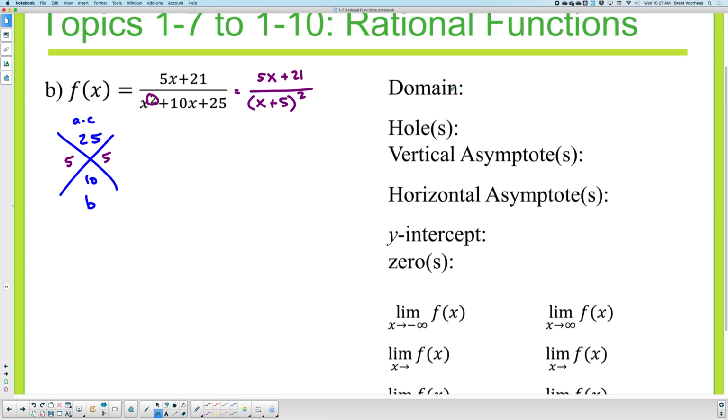Okay, domain. This is anywhere, again, where the denominator would equal 0. So it cannot equal 0. So what x value would I get there? -5. So x cannot equal -5, but what can x equal? Any other number, all other reals. Are we good so far? Yep. Yeah, go ahead. So holes. Holes come from whenever you can cancel a factor. Can I cancel any factors? No. We have no holes, no removable discontinuities.